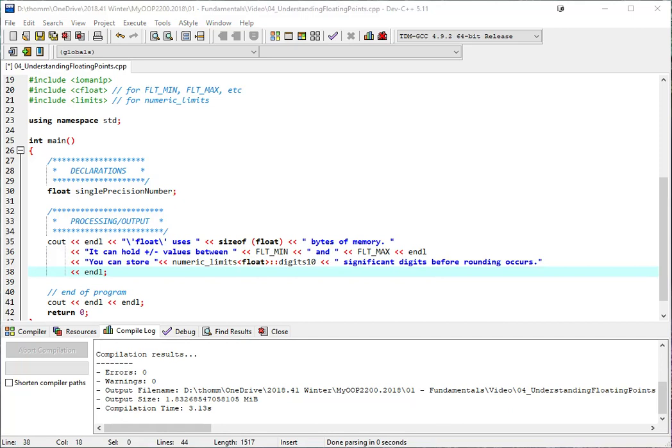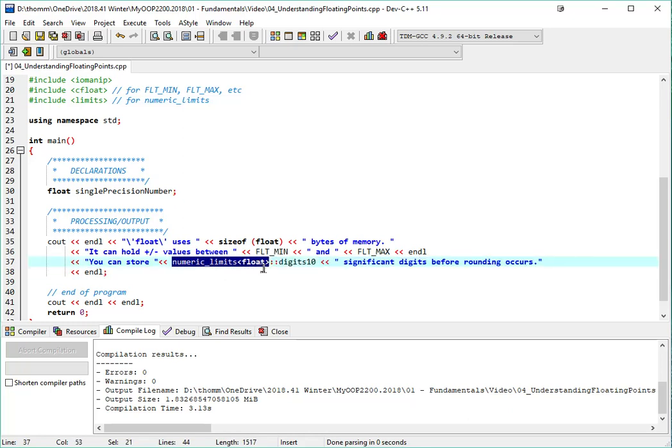Now to get that bit of information, I'm relying on a class that's defined in my library called limits. It's actually a class template, which we'll learn about eventually. But the way this works is I'm creating a class called numeric_limits with a float. And in that class, digits10 is a named constant that tells me how many significant digits in decimal, in base 10, I can count on being able to store in a float before rounding occurs. So basically, beyond this number of significant digits, it starts getting wonky and inaccurate. So we'll run this and see how this goes.